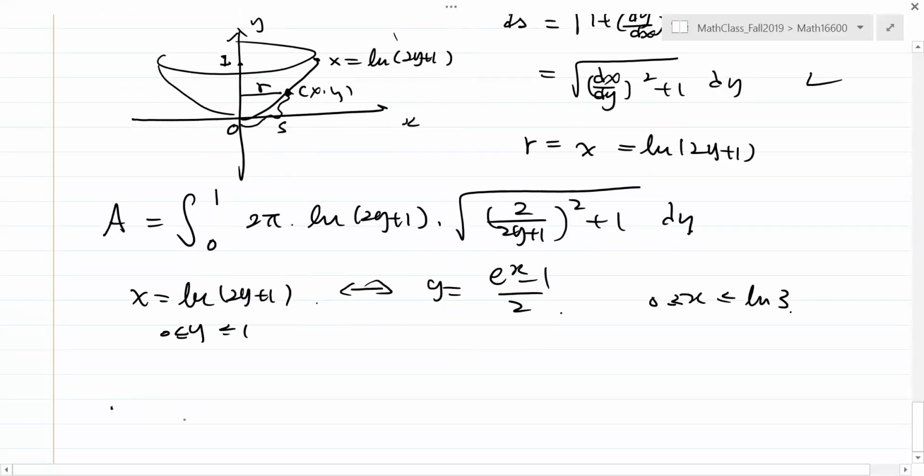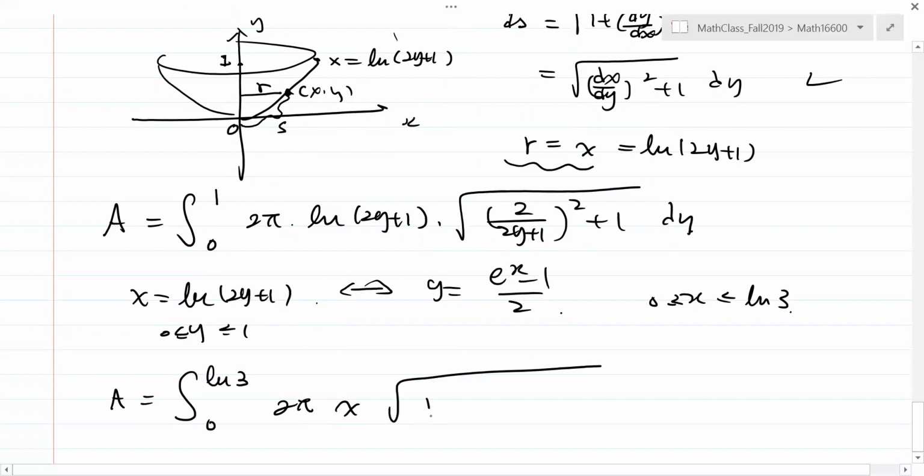Then the area is going to be the integral from 0 to natural log of 3, 2 pi R. R is x, I don't need to make any change. R equals x, remember. And then the derivative of y with respect to x is just e to the x divided by 2. It's not too bad, right? This is another integral for the surface area of that.